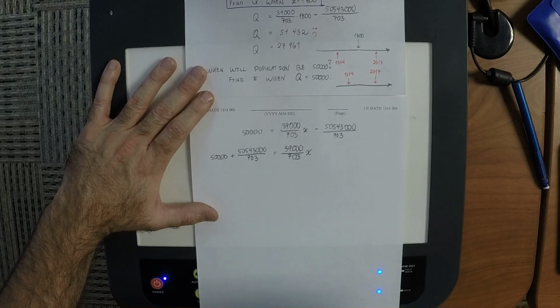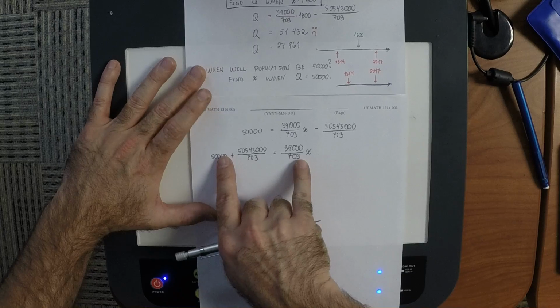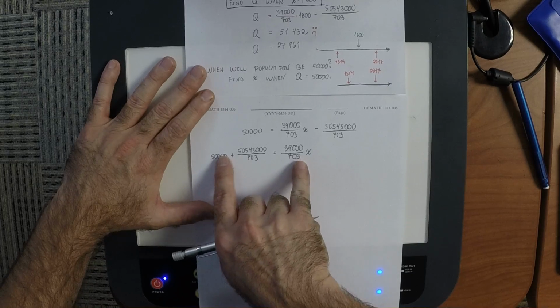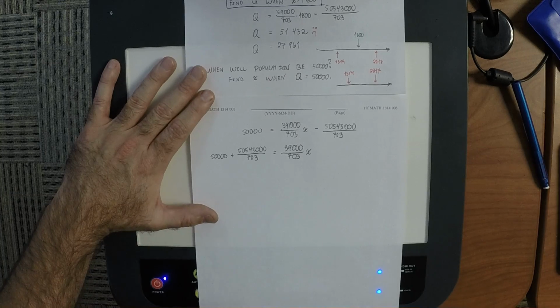Okay, multiply both sides of the equation by 703. I like it. Why is that a good thing to do? Okay, so if we were to do that, then there'd be no more denominators and no more fractions. I like it. Let's do that.